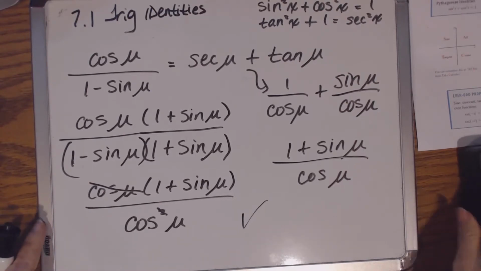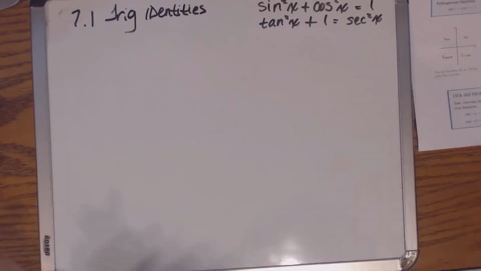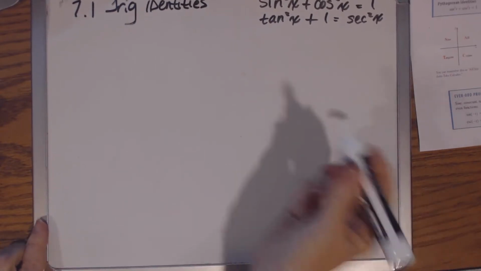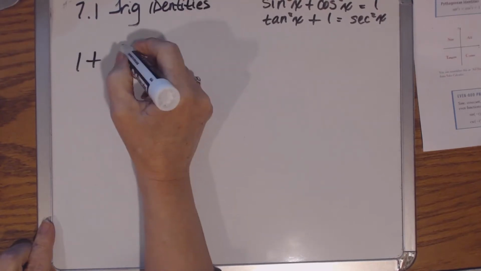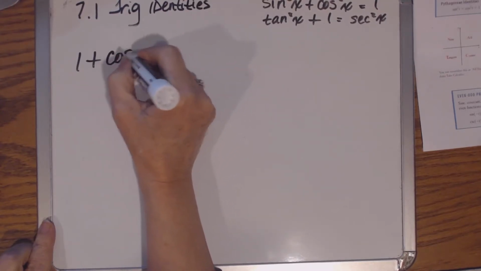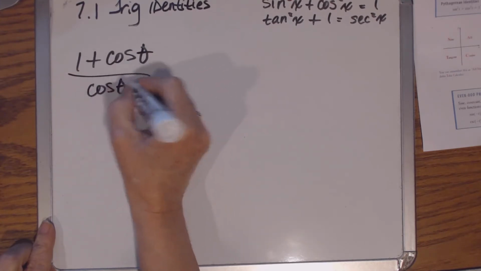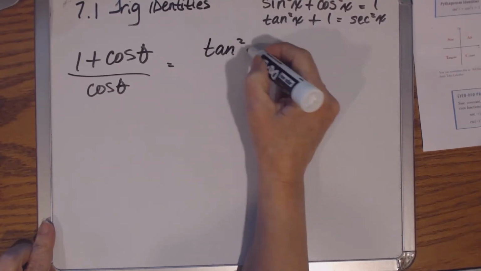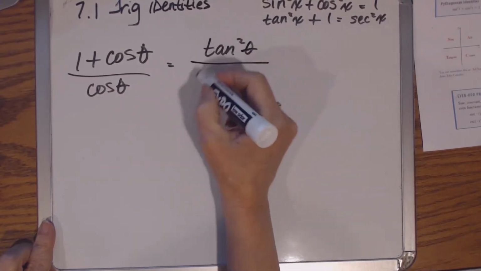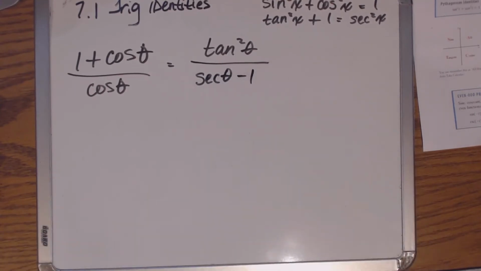All right. I could do one more. If you're not too tired out by all of this, let's just do one more here. Okay? I've got 1 plus the cosine of theta over cosine of theta equals tan squared of theta over secant of theta minus 1.